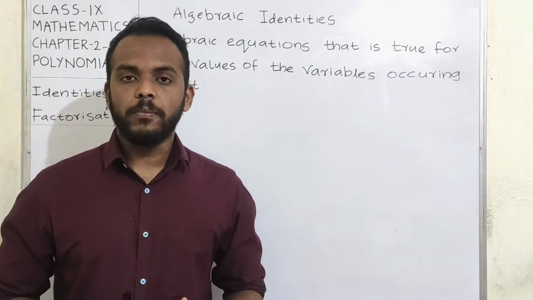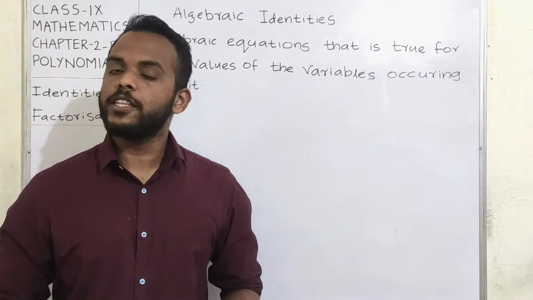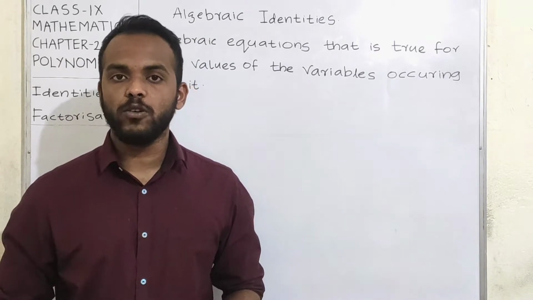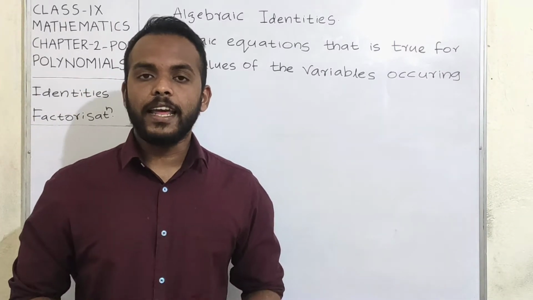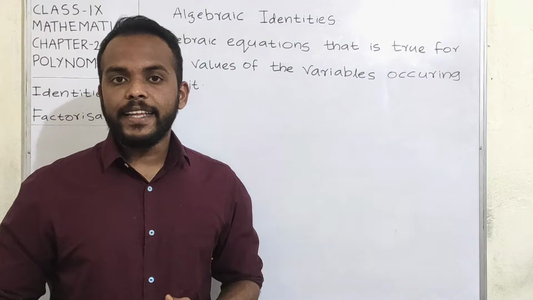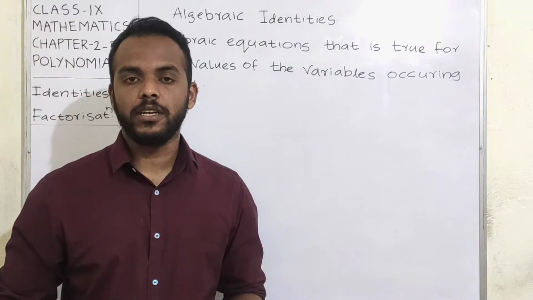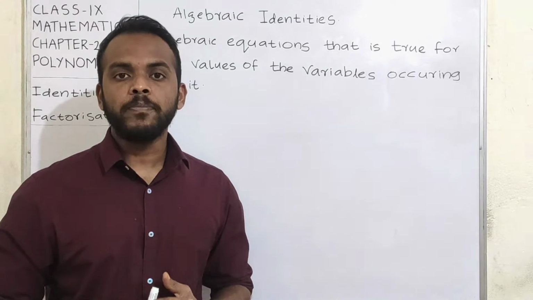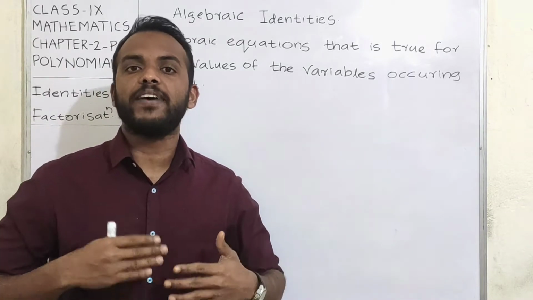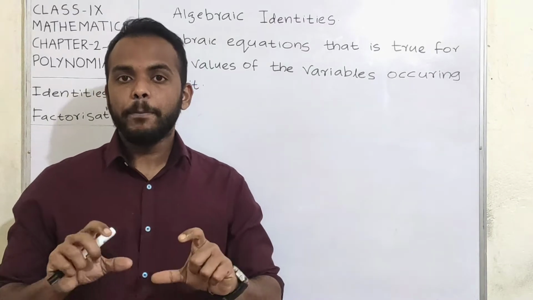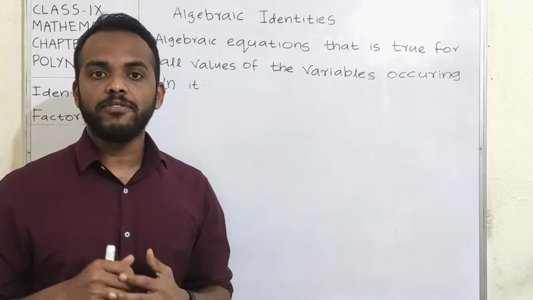it. For example, in our lower classes, we have learned an identity called a plus b the whole square, or x plus y the whole square. That is included as the first identity. Similarly, there are 8 identities of this sort in this section. We will learn all 8 of them, with one example each and one problem in which we will factorize the given polynomials based on the identities that we have learned. So let's go into the first identity.